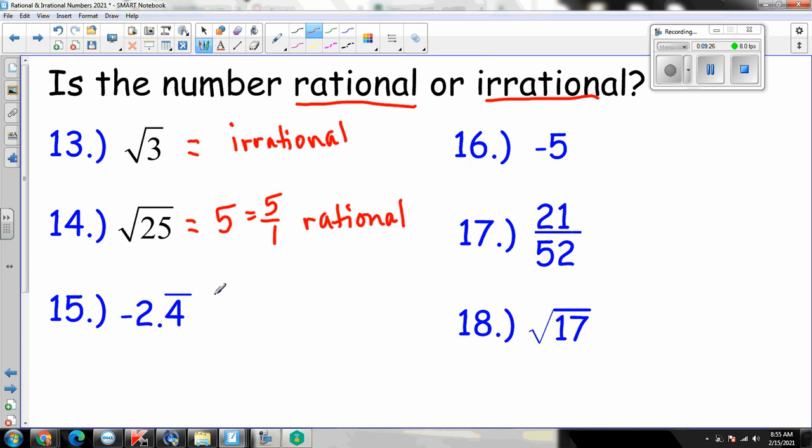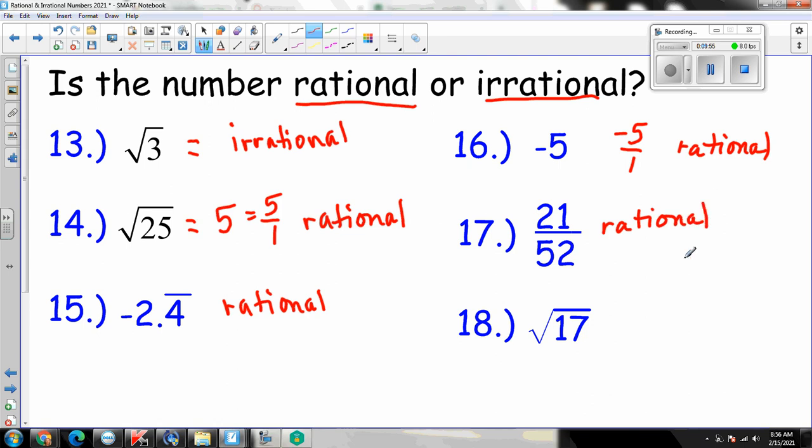Number 15, let's see how you did. Notice 4 is repeating. That bar means it's repeating. So if it repeats, I can write it as a fraction. If I can write it as a fraction, it is rational. All right, number 16 is the same as negative 5 over 1. So since I can write it as a fraction, it's rational. Number 17 is a fraction, so I'm going to call it rational.